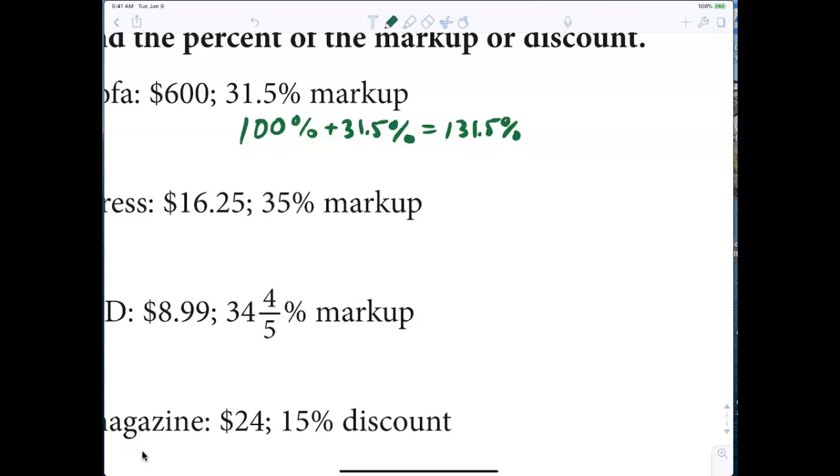Now, what decimal is 131.5%? Tell me. Yes, thank you. So it'd be 1.315 times what? Times 600. Thank you for listening. Now, multiply that out on your calculator and tell me what that is.